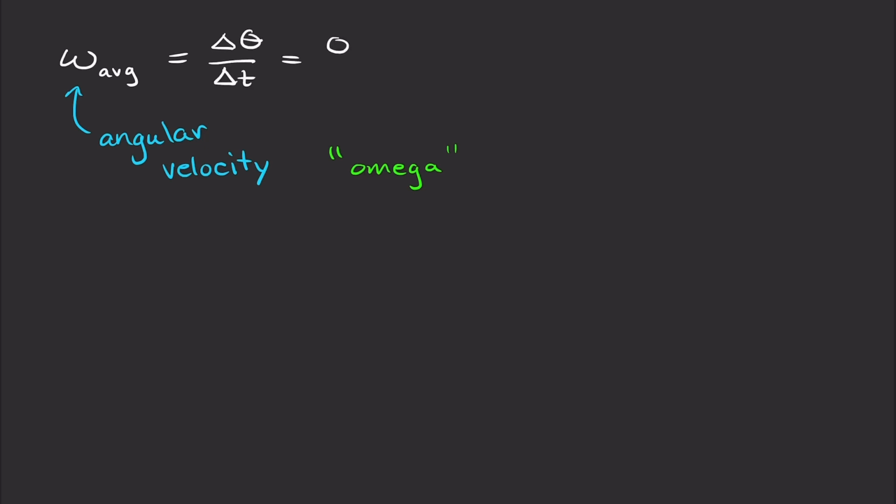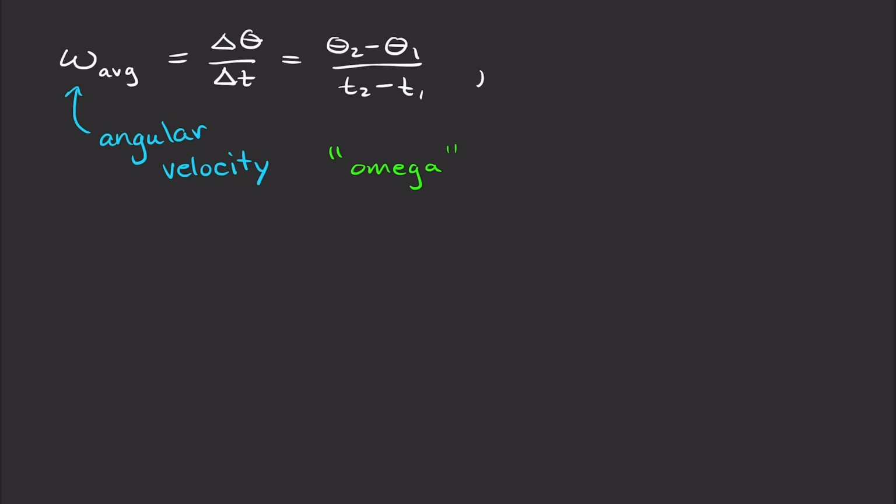So our average angular velocity is going to be a Greek omega, and it's going to stand for angular velocity. Okay, so it's not a W, it's a little bit more round. So this is an omega. It's angular velocity, so it's going to be the change in our angle over the change in time, or theta 2 minus theta 1 all over t2 minus t1.